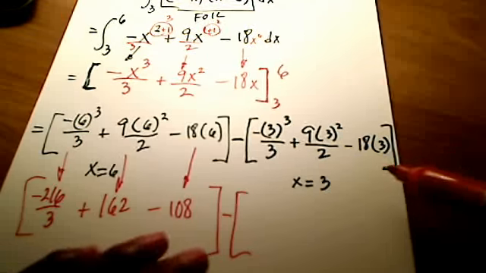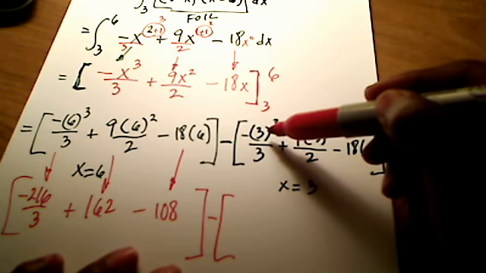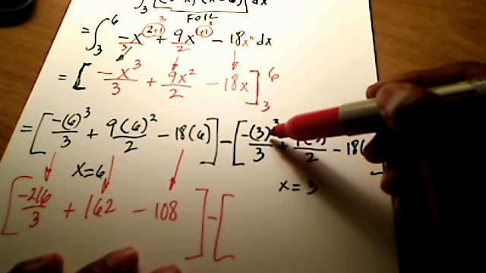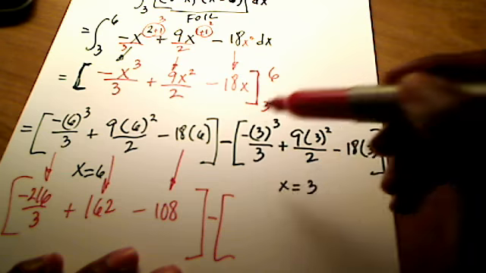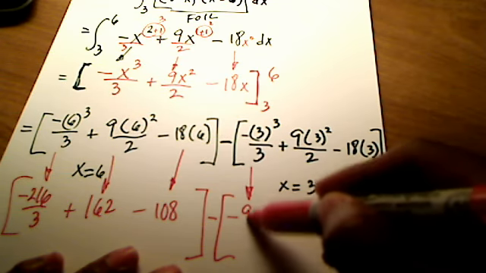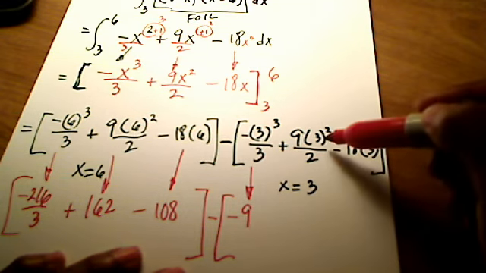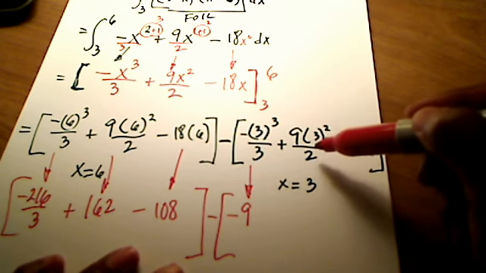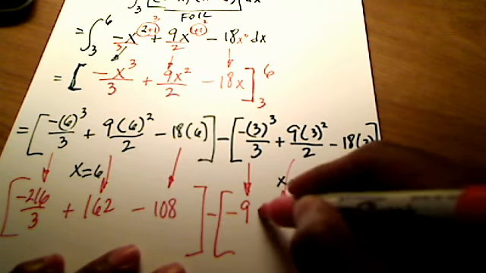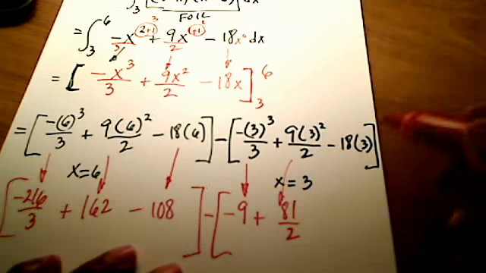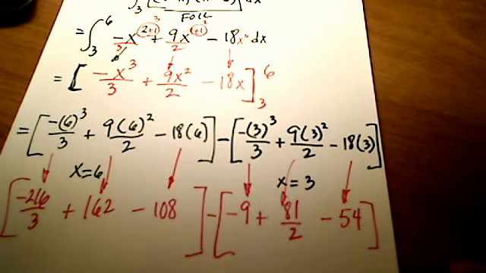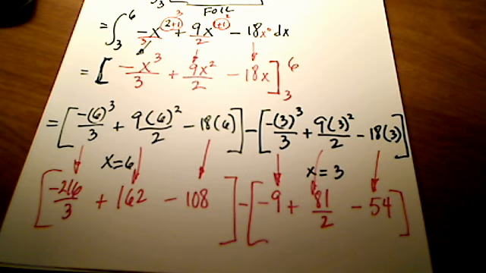All right, let's see. How about over here? Let's clean this up. 3 to the third power is 27, but 3 goes into 27 9 times, but don't forget the negative. So this first term turns into a negative 9 inside here. 3 squared is 9, and 9 times 9 is 81. 81 divided by 2, I'm just going to leave it as a fraction, so plus 81 over 2. And this last one here, 18 times 3 is 54. Okay? So let's go ahead and clean this up a little bit more. I think I'm going to have to start another page here.